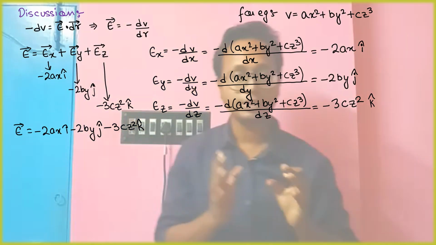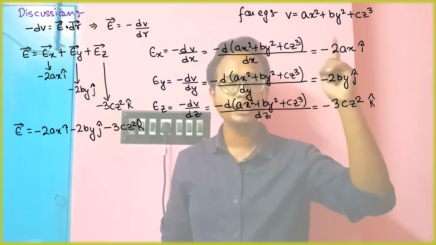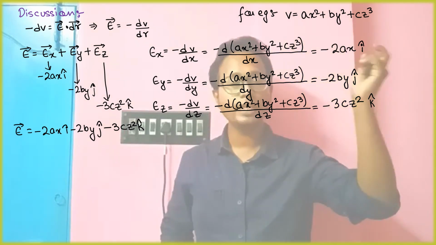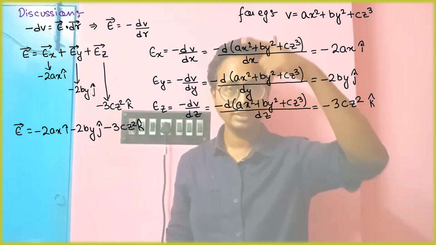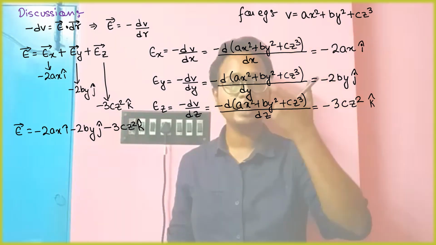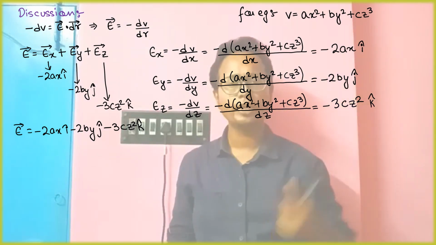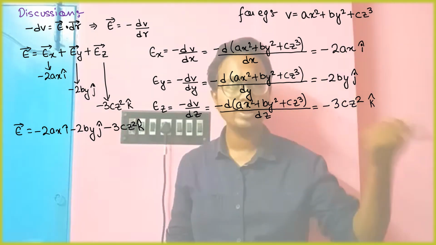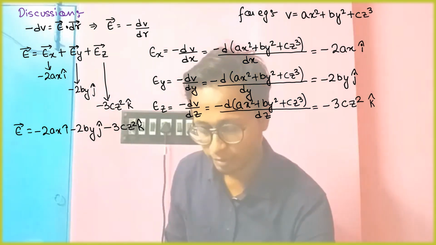This much is understood. So all I have told you is, if an equation of potential is given, how do you derive the electric field? You derive the electric field by using this formula or this method. You differentiate the entire potential with respect to x first, make it the electric field x component, y second, electric field y component, z, electric field z component, and apply minus. Don't forget about this minus.